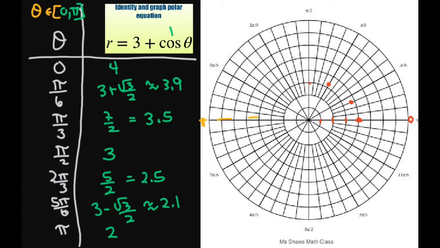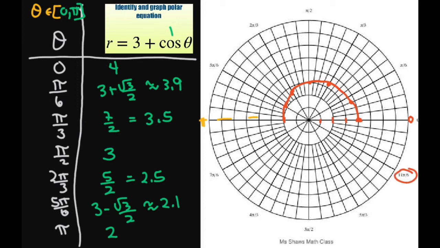So far we have this shape. All right. At 2 pi divided by 3, we're at 2.5. It's coming down here. And at 5 pi divided by 6, we're at 2.1. A little coming up in here. And then at pi, we're at 2. So there we have the upper half. Now we have to get the lower half, and we just use symmetry.